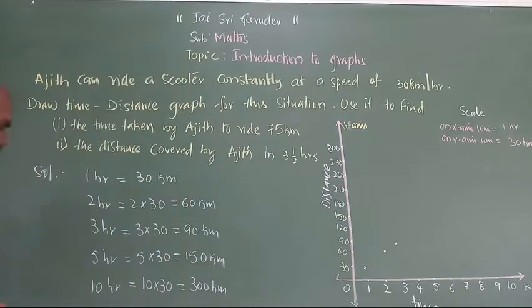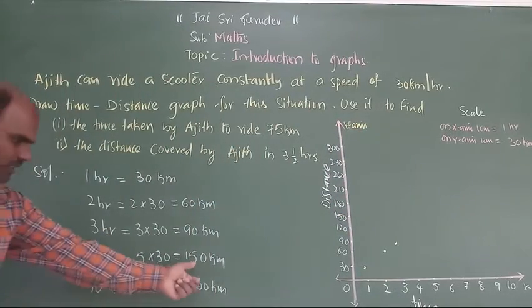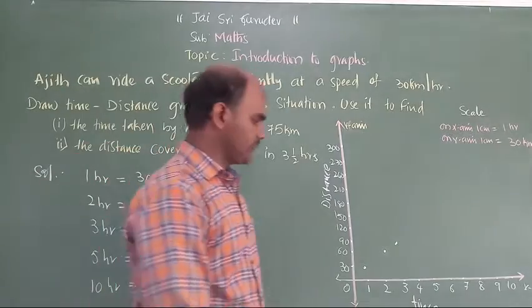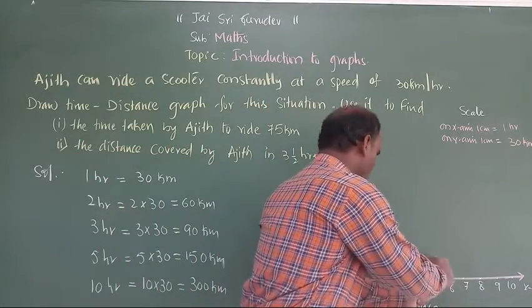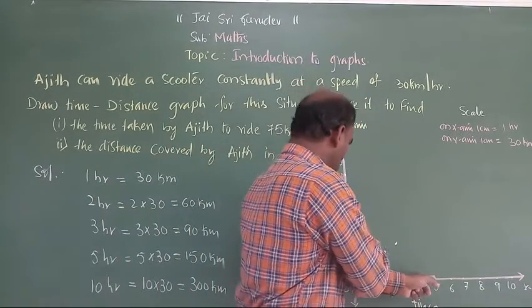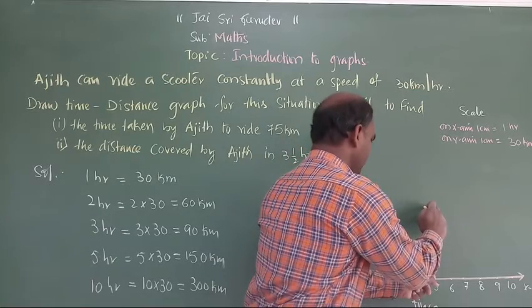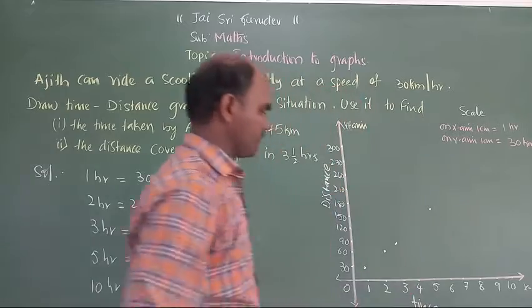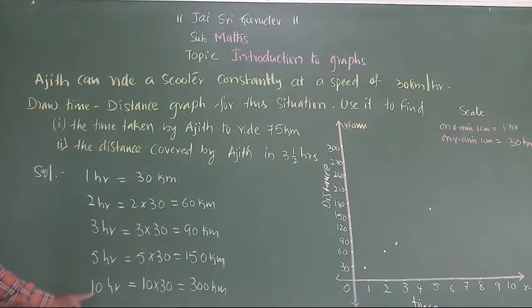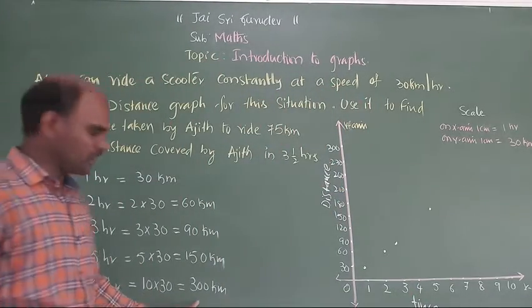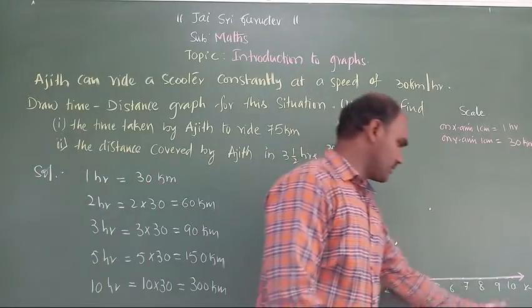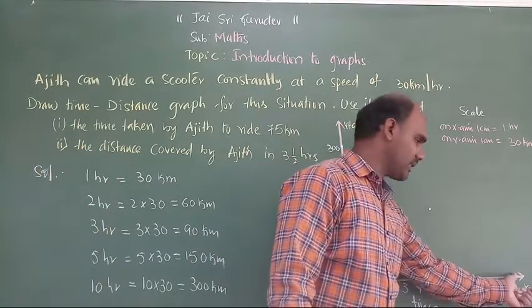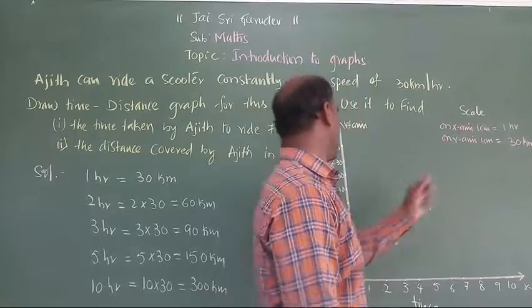Next is 5 hours. How much is it, children? 150 kilometers. Okay, 5 hours, 150 kilometers. So 150 is here. Then we'll take 5 hours will become 6 here. Then after that comes 10 hours. How much is it, children? 300 kilometers. Okay, 10 hours is now 300.